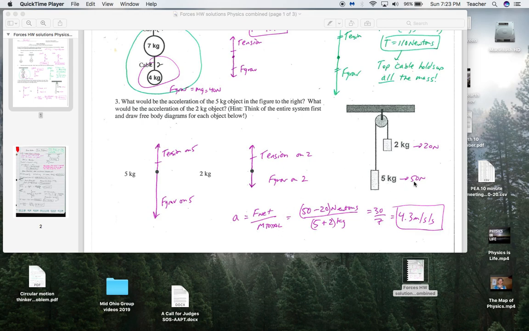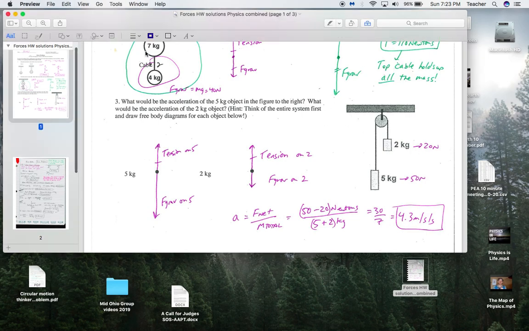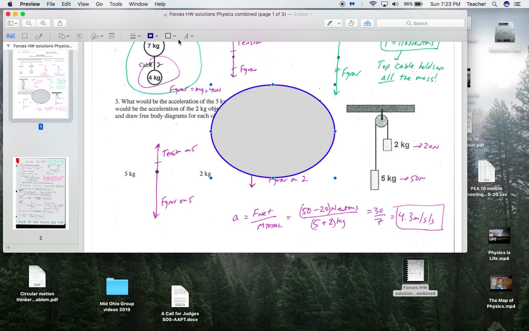So this converts to 50 newtons if we use weight equals mg. This converts to 20 newtons. Now, if I end up thinking about my whole system here, I'm going to change this.